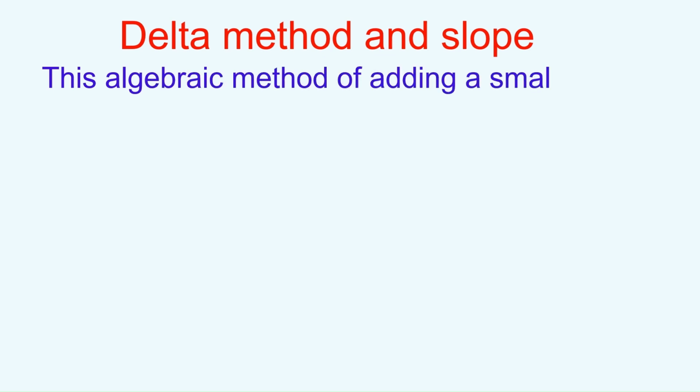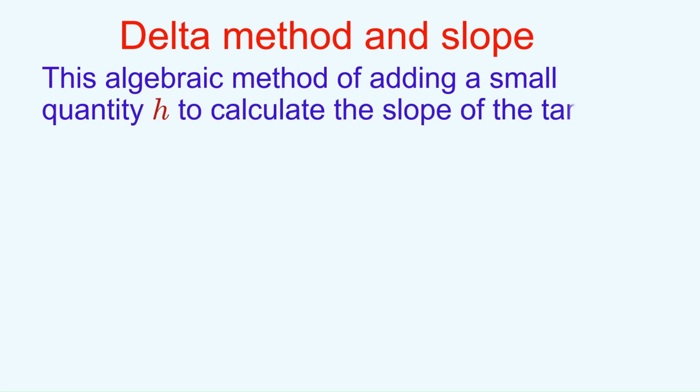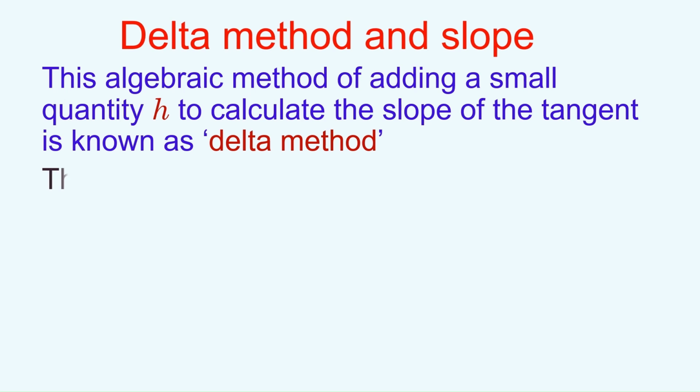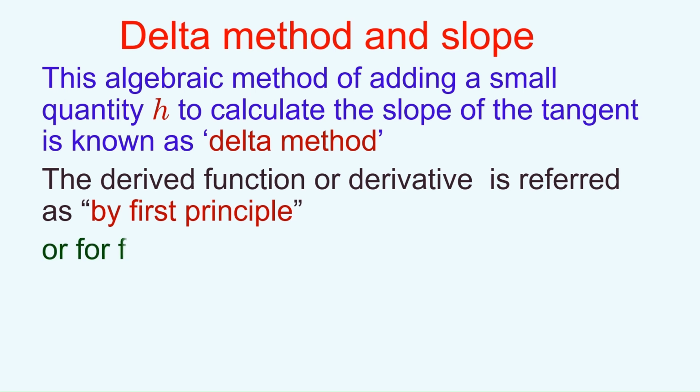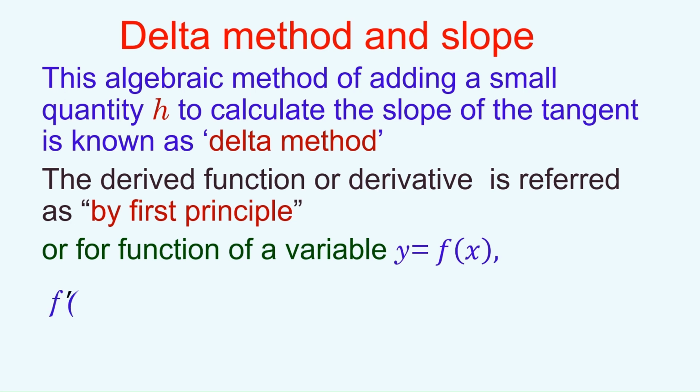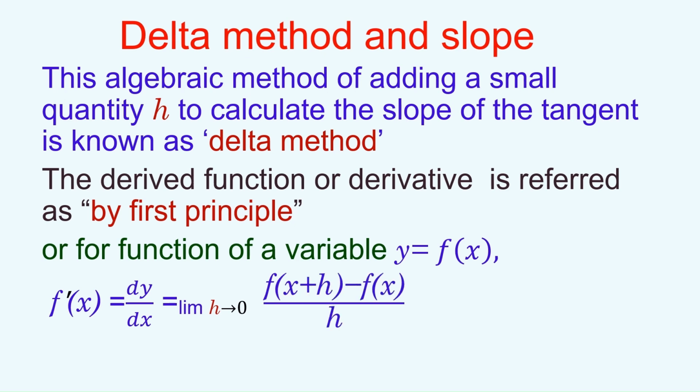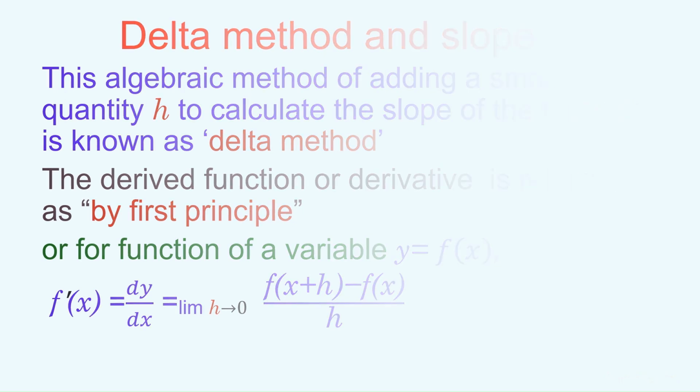Delta method and slope. This algebraic method of adding a small quantity h to calculate the slope of the tangent is known as the delta method. The derived function, or the derivative, is referred to as by first principle, or for a function of a variable y equals f(x), f dash of x equals dy/dx equals limit h tends to 0 of (f(x plus h) minus f(x)) whole divided by h.